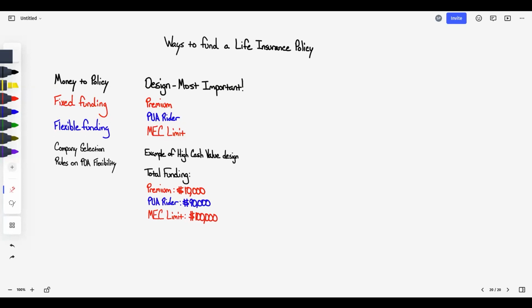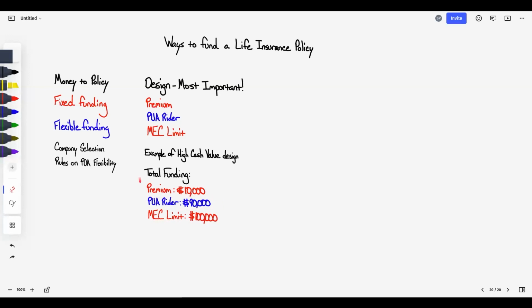To provide some visuals there, here's the example we just described. Total funding, $100,000 per year. What I want to do is set my premium at $10,000, PUA rider at $90,000, and MEC limit at a minimum of $100,000. If you want to fund for a long period of time, what I would recommend is bumping that MEC limit up a little bit, overinflating it to prevent a long-term MEC from potentially occurring, which if that did occur, all we would have to do is reduce the PUA a little bit.